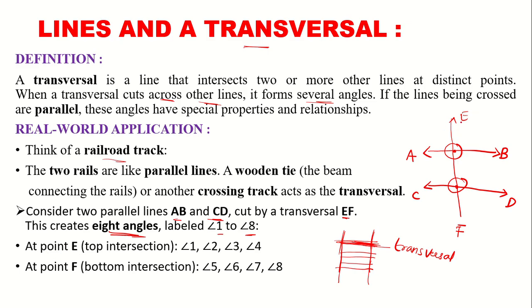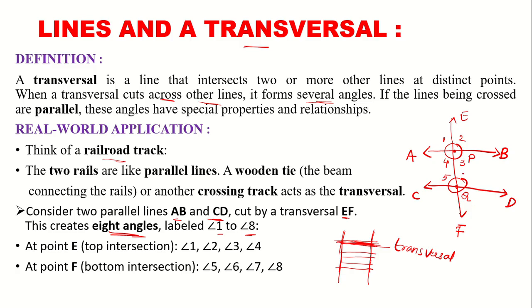Here you can see 2 points. This is point E and this is point F, right? So this is the top intersection and this is the bottom intersection. Let us consider this point of intersection as P and the other point of intersection as Q. At point P, we have 4 angles. This is angle 1, this is angle 2, this is angle 3 and this is angle 4.